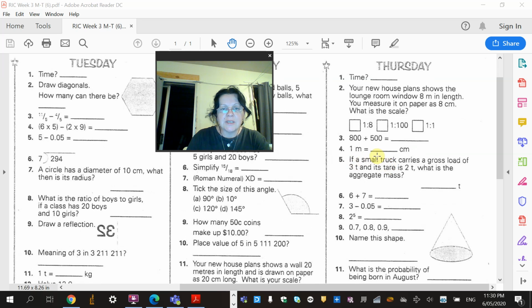1 meter, how many centimeters? Gosh, I've already told you that one already. The meter ruler out the front the teacher has, how many centimeters? Where is it? Yep, up here, we talked about it, 100 centimeters in a meter.